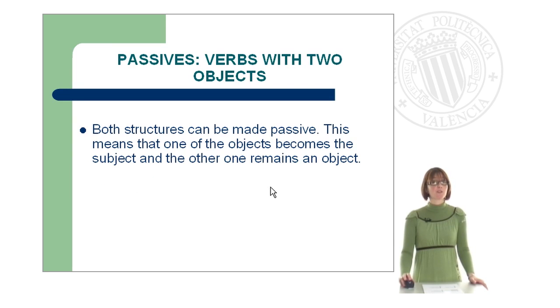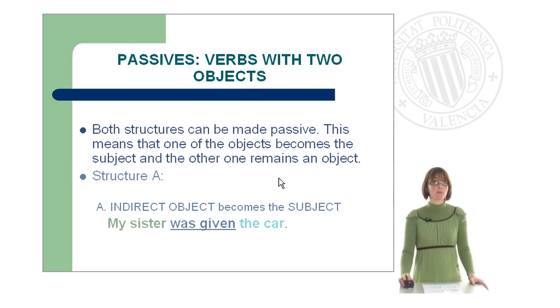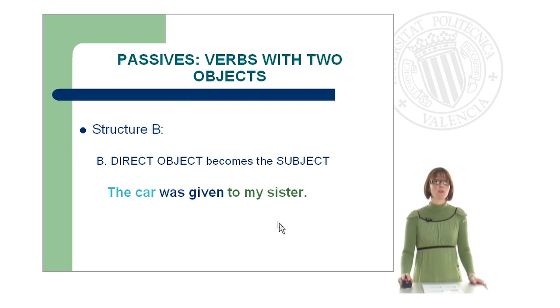Remember that both structures can be made passive. This means that in some cases, the object of one of the sentences becomes the subject and the other one remains the object. So let's have a look at what happens if the indirect object becomes the subject of the passive voice. This is structure A. Indirect object becomes the subject. My sister was given the car. If the direct object becomes the subject, we have the following sentence. The car was given to my sister.